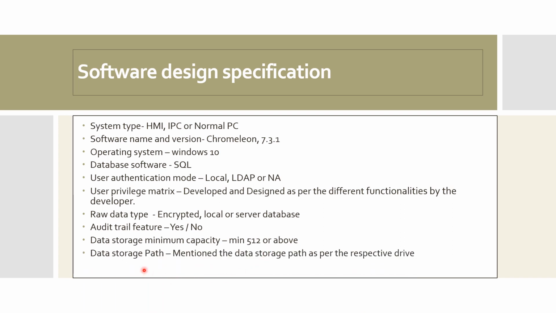So next is data storage path. Here we need to mention the path of data, that is, where all the data will be saved as per the respective drive available in the PC. Next is backup type. Here we need to mention the auto or manual backup requirement. Generally auto backup is performed in the industries.